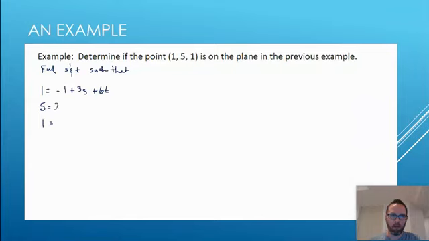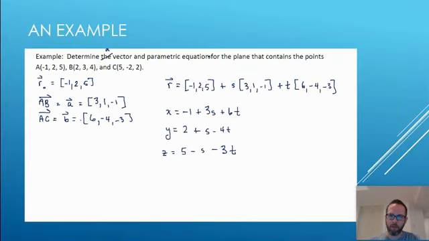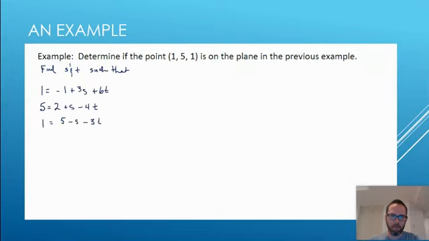y = 2 + s - 4t, and z = 5 - s - 3t. I'll call those equations 1, 2, and 3. Now, this is a bit different than with lines. With lines, we had one parameter, so we solved each equation and saw if we get the same parameter. So here we have to use our linear system skills.